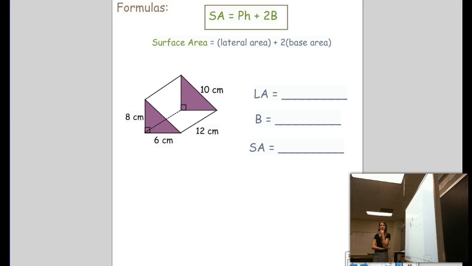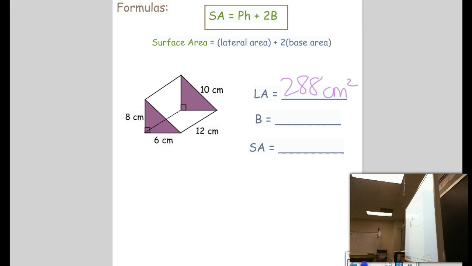All right. We already found the LA, so we already did that work. Let's not redo that work. That was 288. Now we need to find capital B. Capital B stands for area of the base. So I want everyone to find the area of that triangle. Find the area of the purple triangle. Go. Area of a triangle, just one.